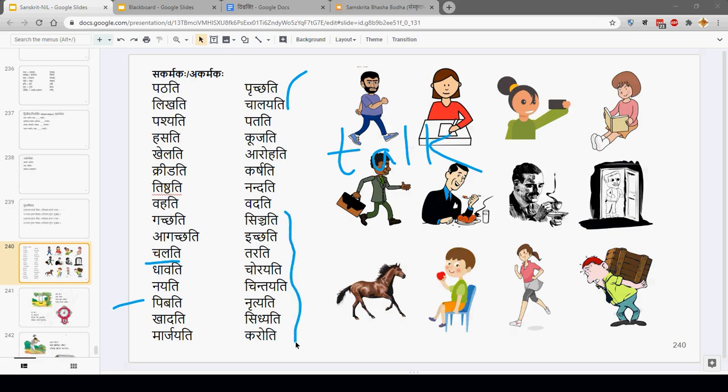Okay. Last, who wants to try? Shiva, you want to try the last few of them? Yes, I'll try. The only thing is I don't know the vocabulary for some of them. That's fine. Others can help. Sinchati. Sinchati means sprinkling something. That'll be transitive then.